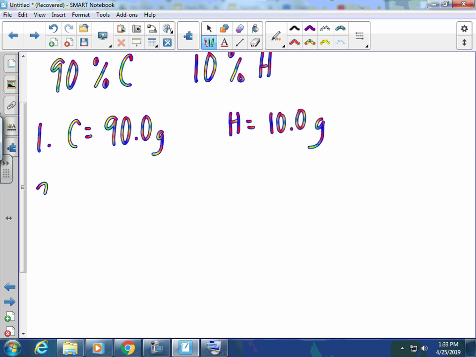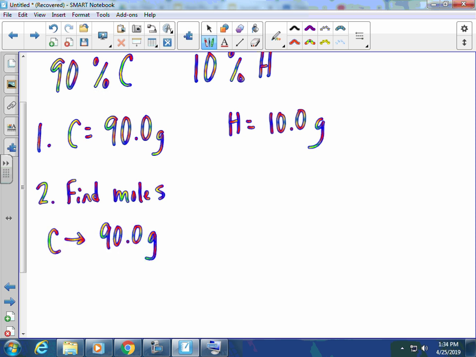Step 2, we're going to find the moles of each. Okay? So carbon, we know that we have, so let's do carbon first. For carbon, we have 90 grams. I wish I could figure out how many grams were in a mole, because if I knew how many grams were in 1 mole, I could then figure out how many moles this is. Can we figure out how many grams are in a mole? How do we do that? How do we figure out the number of grams that are in 1 mole? The molar mass. That's what the molar mass is, right? The number of grams in 1 mole.